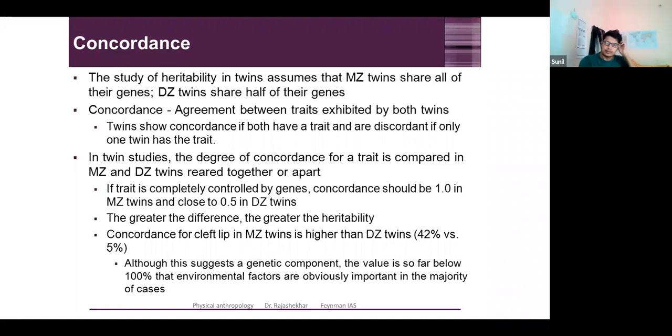We are talking about nature, genetics. Nurture is environment, nature is genes. So if they have 100% concordance, it is a value of one for the monozygotic twins and 0.5 for the dizygotic twins, meaning they are all showing the maximum value for genetics.